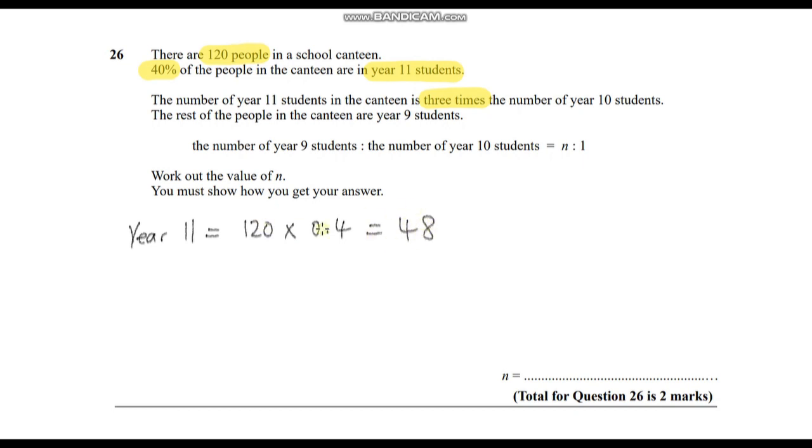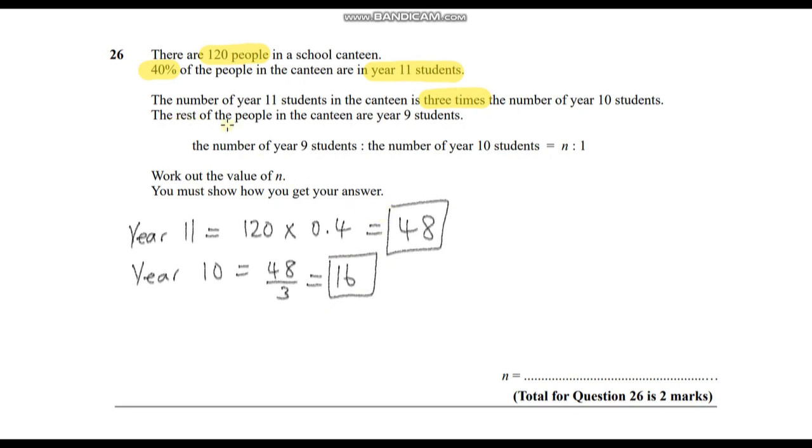You could use a calculator, there's no reason why you shouldn't, but I think I can do that in my head. So there are 48 year 11 students. Now it says the number of year 11 students is 3 times the number of year 10 students. So the number of year 10 students is going to be 3 times less than 48, so it's 48 divided by 3. I can do that in my head as well, it's 16. So there are 16 year 10 students and 48 year 11 students.